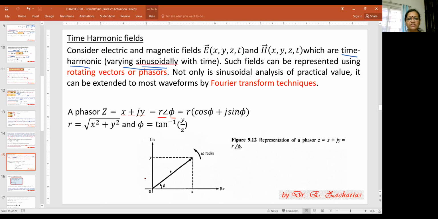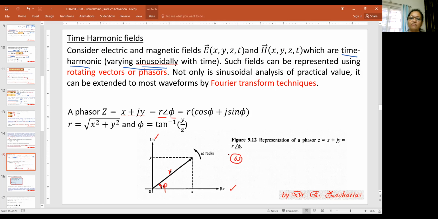So let's represent it on a scale. This becomes the real axis or your x, and this is the imaginary axis or your y on the complex plane. And this is your R, making an angle phi with the real axis. This is normally something that you have seen, conversion of xy coordinate system to polar coordinate system. The only difference now when we are talking of waves is that omega will be involved.